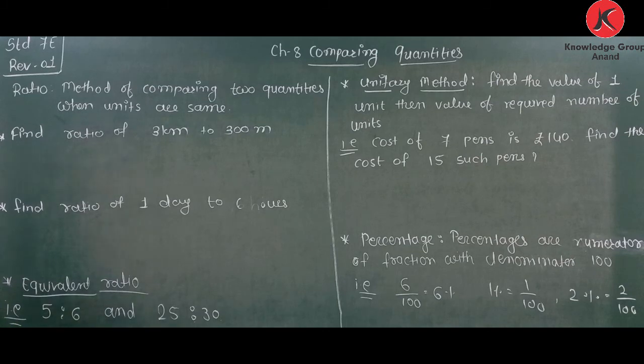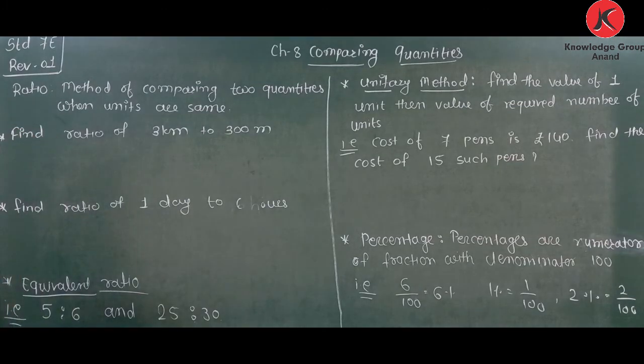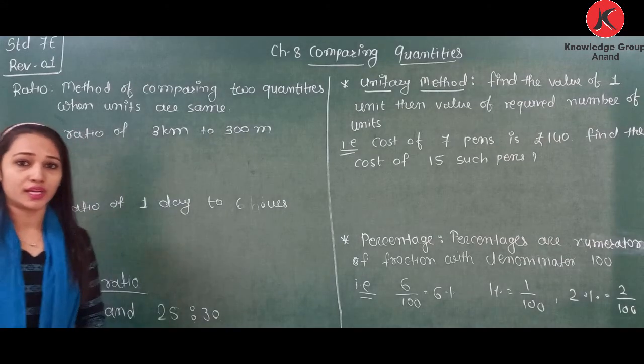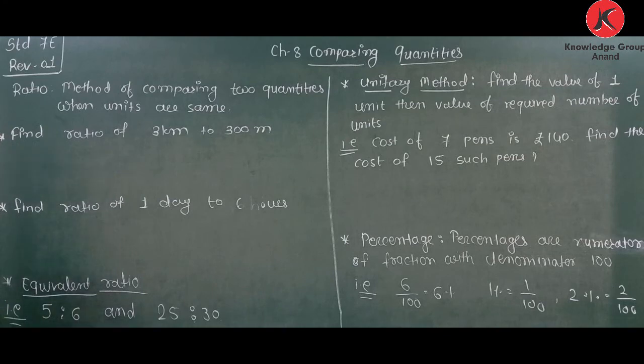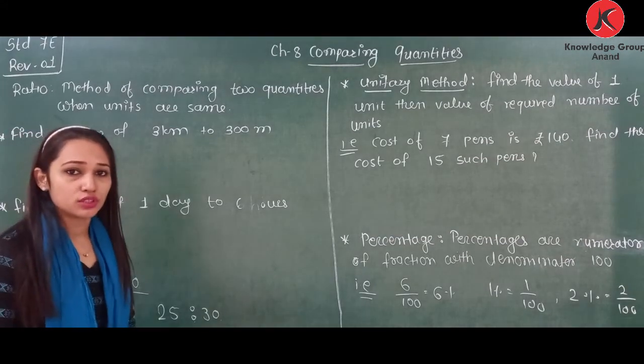So the first method in this chapter for comparing quantity is ratio. Ratio means a method of comparing two quantities when units are the same. It is a method by taking the division of two quantities, or you can say a numerator and denominator kind of relation, and at that time we need to cut the common factor from the numerator and denominator. So that is one method. It is a method of comparing quantity by division.